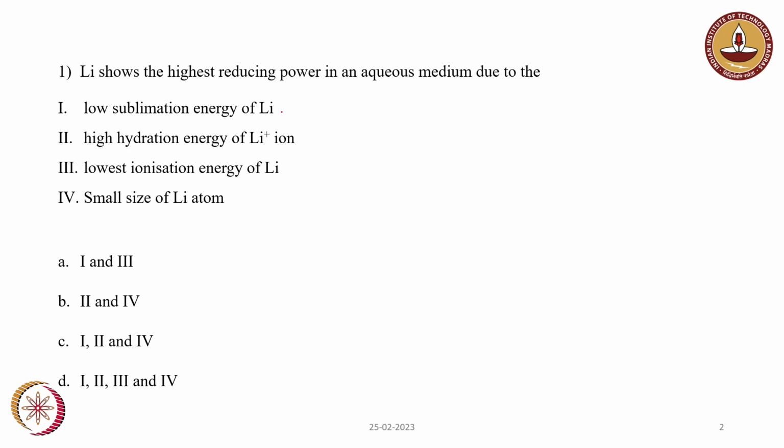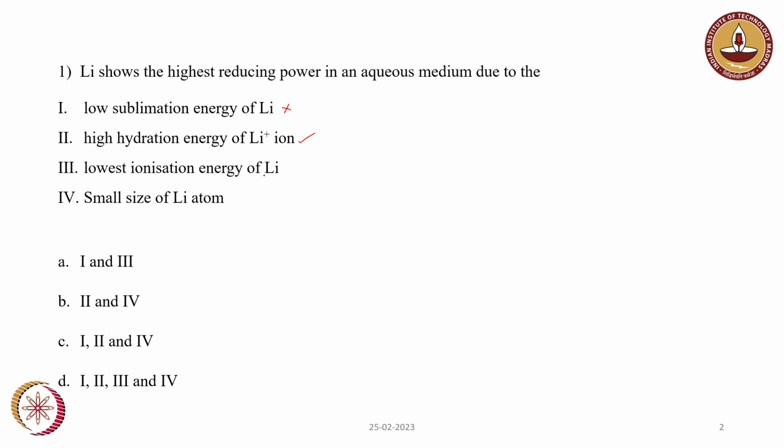So lithium is a solid at room temperature and has a really high melting point compared to other elements in the same group, and sublimation energy is also really high. While moving down the group, the sublimation energy decreases compared to lithium. So the statement is wrong. And second one is high hydration energy of lithium ion. Lithium plus ion has the highest hydration energy compared to other elements in the group because of its small size. It has a high charge to radius ratio compared to other elements. So reducing power increases with increasing hydration energy. So the statement is correct.